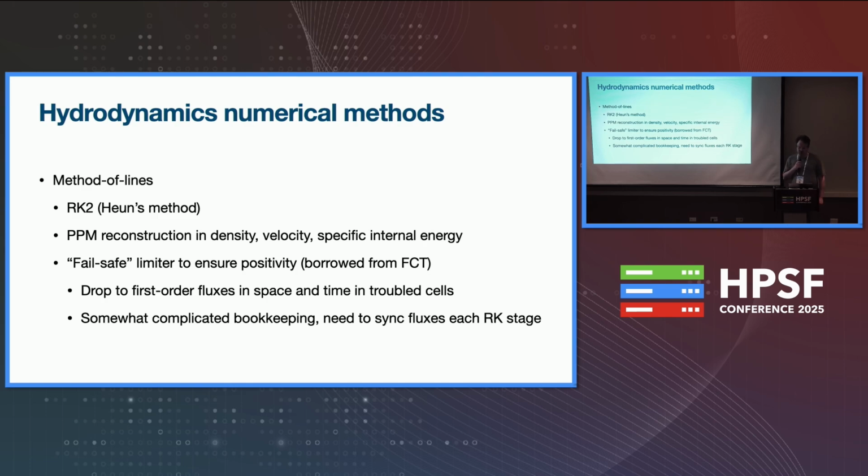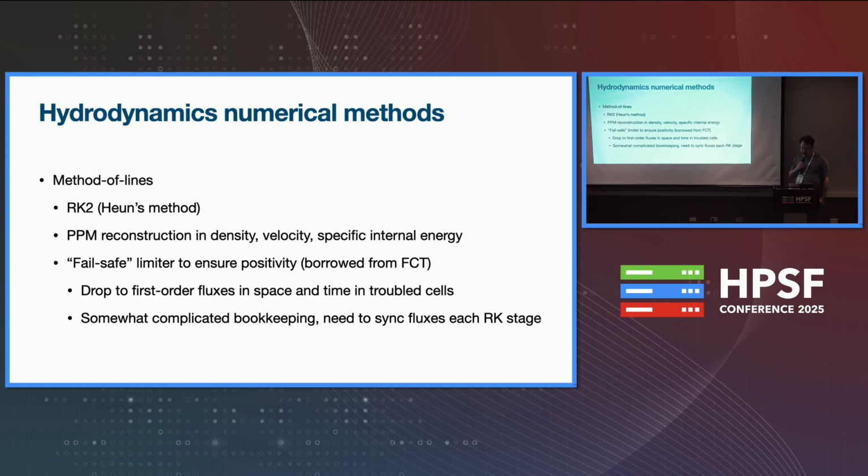So yeah, we have Mach 10, Mach 20 supersonic turbulence, and the unsplit Godunov method kind of blows up when we try that. So we use method of lines, and even doing that, it's not quite enough. We get negative density cells, so we have a fail-safe limiter inspired by the flux-corrected transport method to drop to first order in space and time in troubled cells. So we have our own custom RK integrator because we have to do this dropping to first order. So we can't use the higher order RK methods in AMReX, but second order is good enough for our problems.